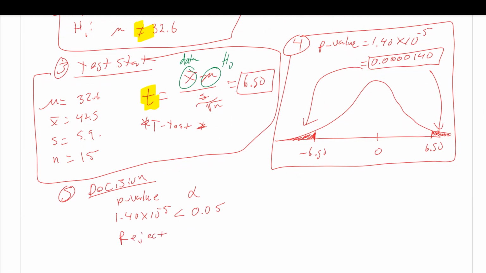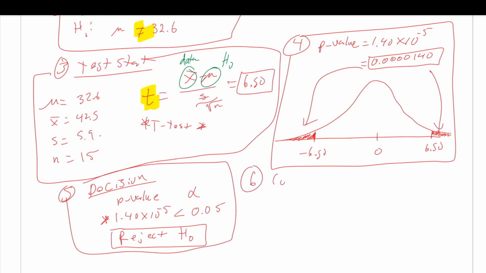Again, the p-value represents the probability of committing a type 1 error. What's a type 1 error? It's when we reject the null hypothesis when it's actually true. Okay. So if we reject the null hypothesis, the probability of it actually being true is this small probability. Okay. We're comfortable with rejecting the null hypothesis because there's such a small chance of us being wrong in that decision. So that's our decision.